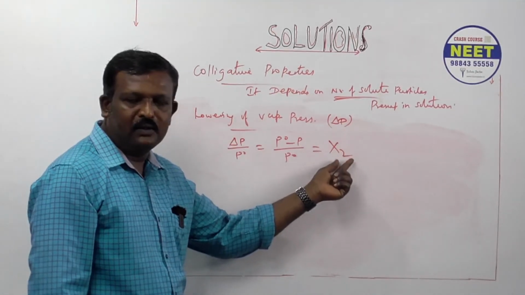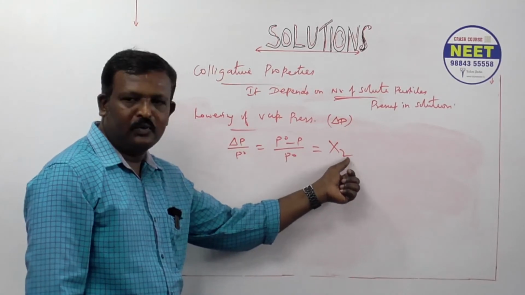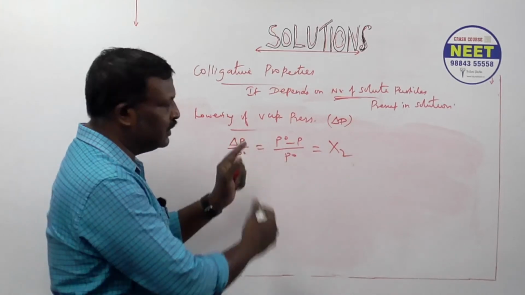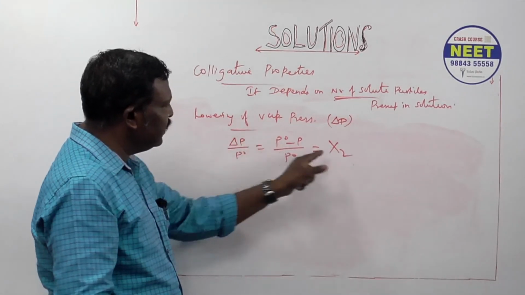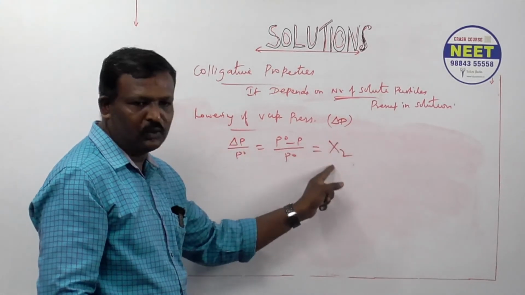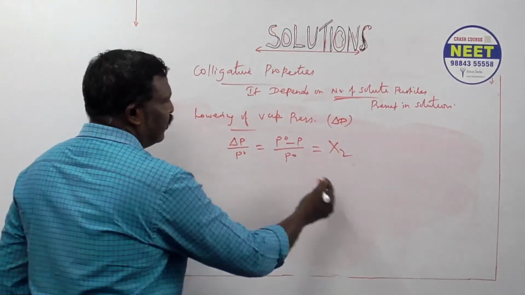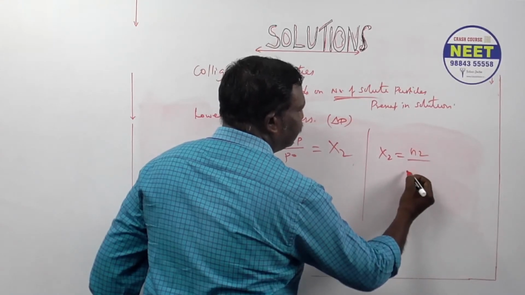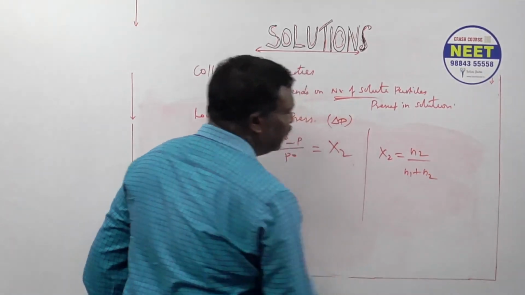Mole fraction of the 2. 2 means what? Solute. Are you following? Okay, so they are relating all this. This relation depends only on the mole fraction of the solute. Understood? Mole fraction means we have one formula, no? What's the formula for mole fraction? N2 by N1 plus N2.